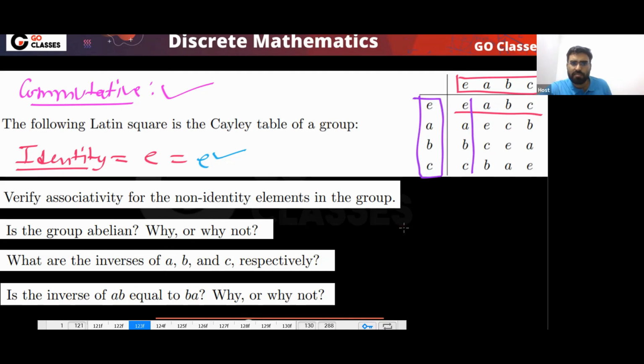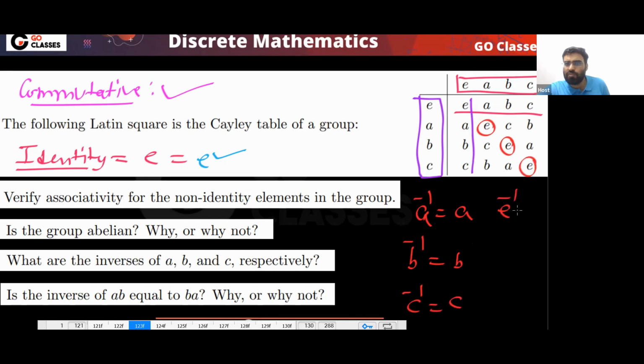What are the inverses? Can anyone tell me? What is the inverse of A? If you want to find inverse of A, just check for E. So inverse of A is A. What is inverse of B? Inverse of B will be B. What is inverse of C? Inverse of C will be C. And inverse of E will always be E. Okay, so we have inverse also. So inverse property is there.